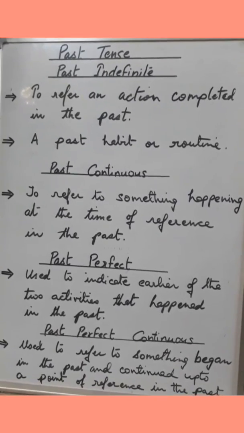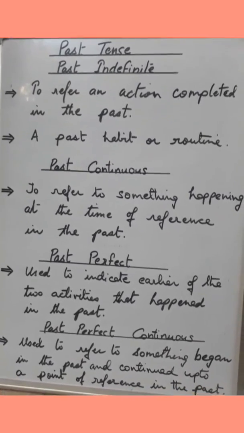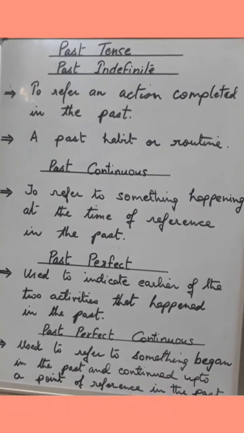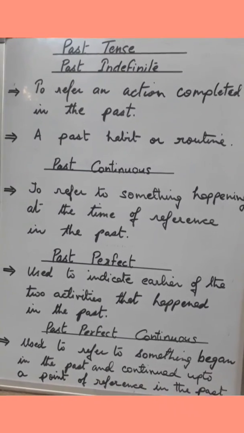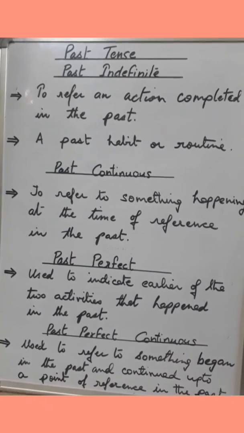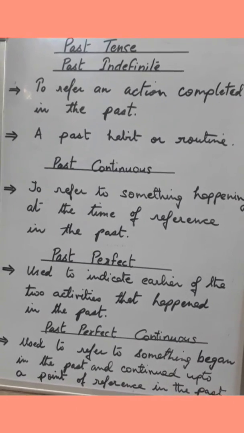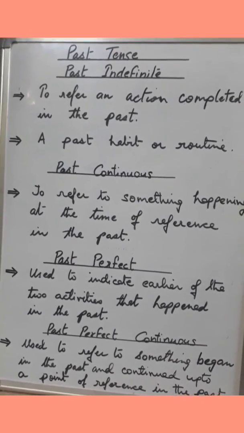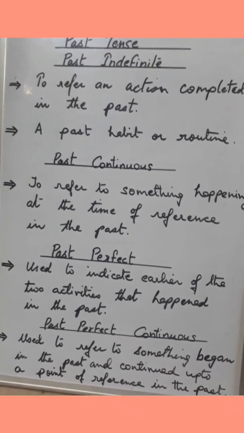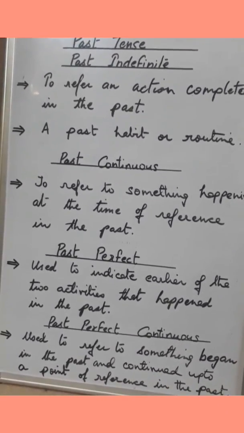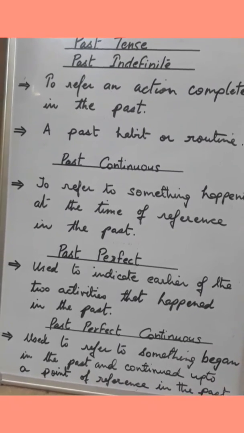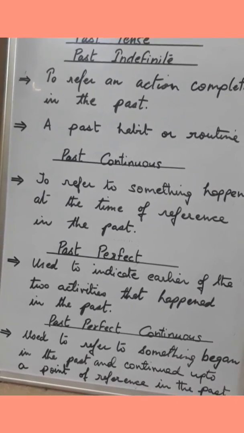In case of past perfect, this form is used to indicate the earlier of the two activities that happened in the past. Example, the train had already left by the time I reached the station. So, two activities that happened in the past will be indicated using the past perfect.